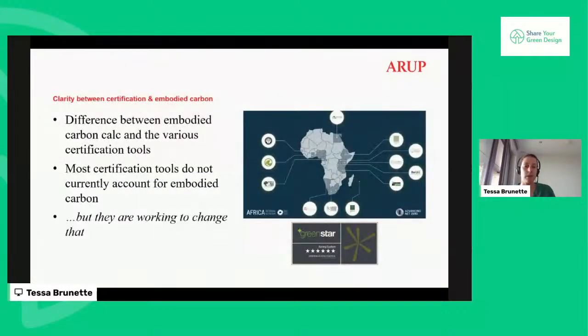I do just want to make a quick distinction, because I have had questions in the past about certification. So like, for instance, a Green Star certification or LEED or BREEAM, and embodied carbon factor calculations. They are different things. So please don't get them confused. It's not the same thing. However, at the moment, most of the certification tool sets don't include an embodied carbon credit in them, but that's changing.